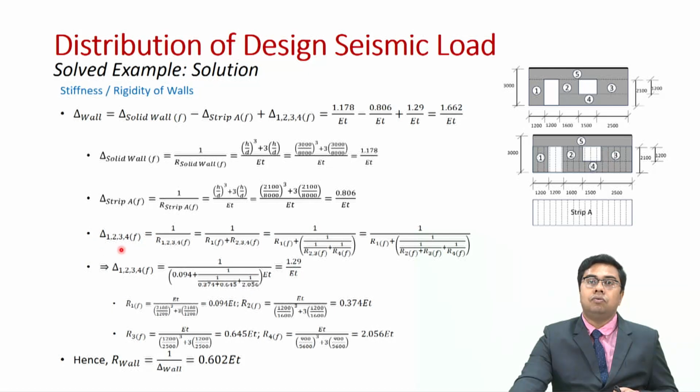For finding delta 1, 2, 3, 4, it is a little bit more complicated. First of all, it will be the inverse of the rigidity of the 1, 2, 3, 4 system. Now, if you observe, the system 2, 3, 4 is in parallel with system 1, which means the rigidity of system 1, 2, 3, 4 will be the sum of the rigidity of system 1 and system 2, 3, 4 taken together. So, that is what we have written over here.